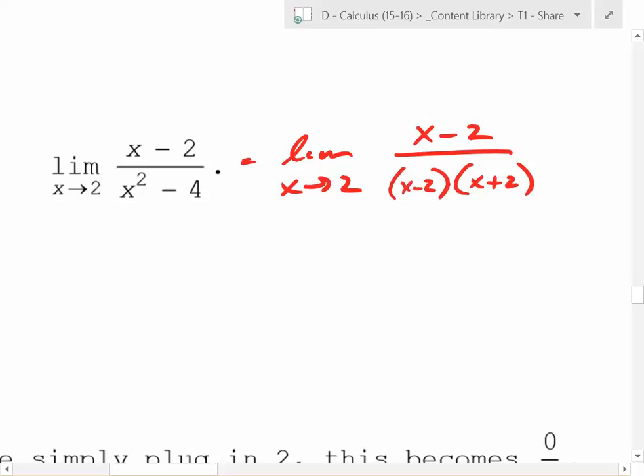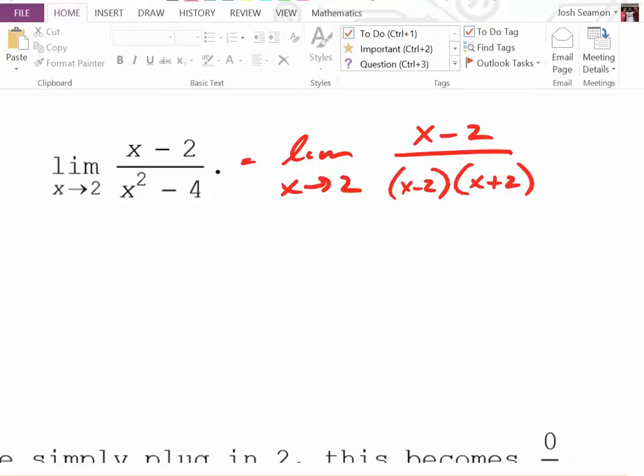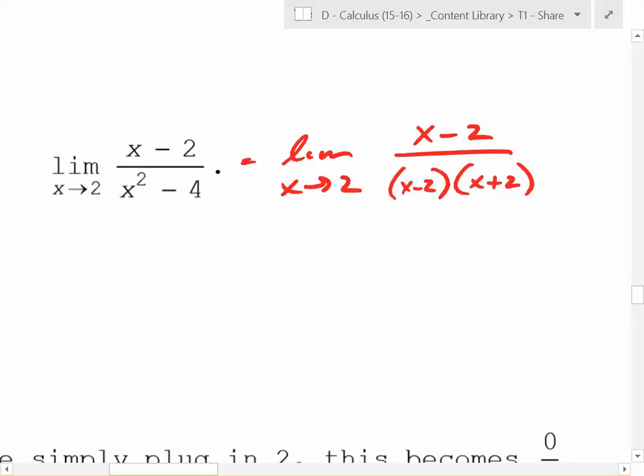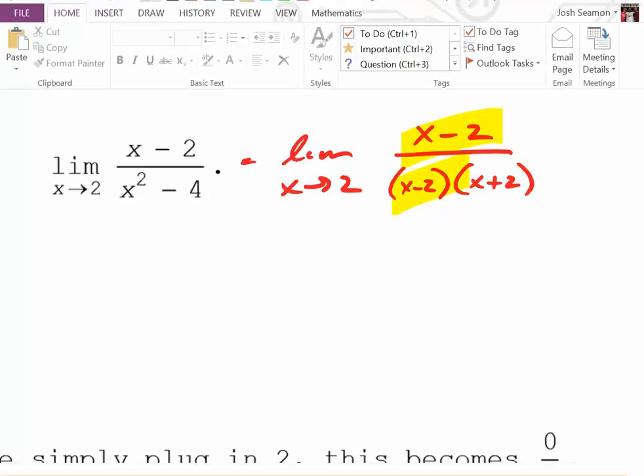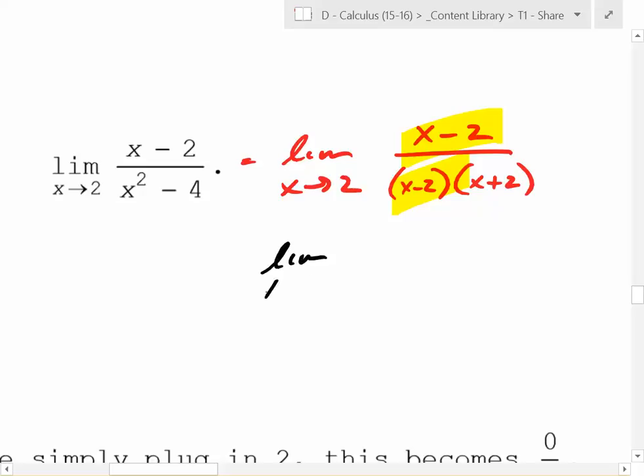x plus 2. So if you were just graphing this, the domain of this function is what? What is the domain of that function? x such that x can't be 2 or -2. Does anything cancel? Yeah. This cancels, leaving you with what? So you have the limit as x goes to 2 of 1 over x plus 2. Can you plug in 2 into that? So that's going to be 1 over 4.